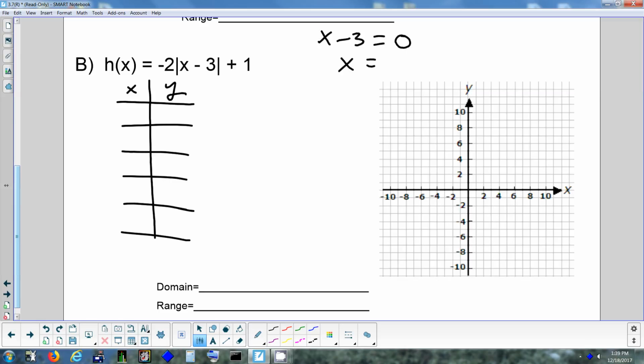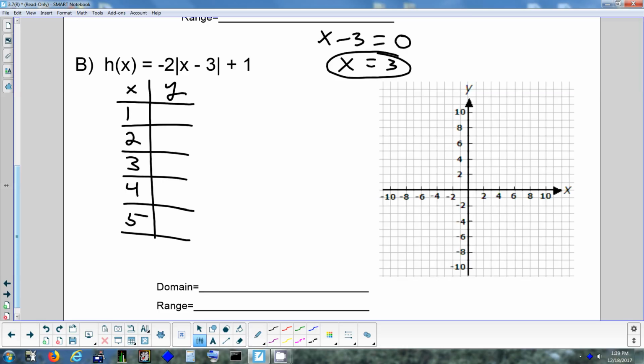If you solve that, what does x equal? 3. So what value is that in my table? The middle one. Give me a value smaller than 3. 2. Smaller than 2? 1. Yep. Now give me values bigger than 3. 4 and 5.